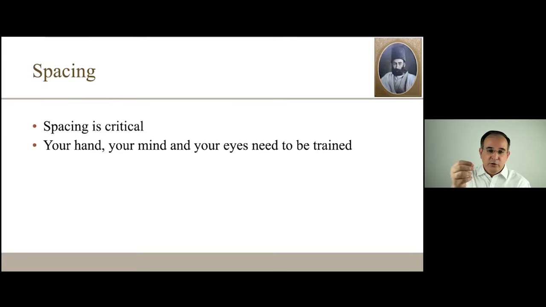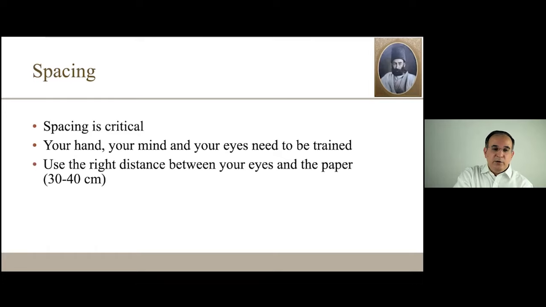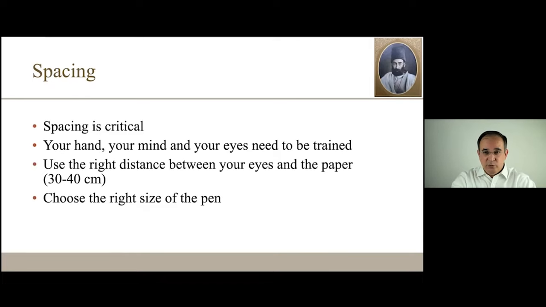So your hand, your mind, and your eyes need to be trained so that when you put your hand on the paper, you place your pen at the right angle, for example when you're doing a dot, or when you're doing an alif. The angle you need to hold is very critical, and you learn it over time. As you keep practicing, your mind automatically adjusts to it. You also have to use the right distance between your eyes and the paper, which is usually 30 to 40 centimeters. Not too close, not too far.